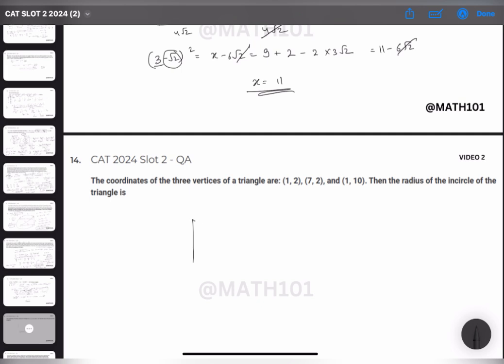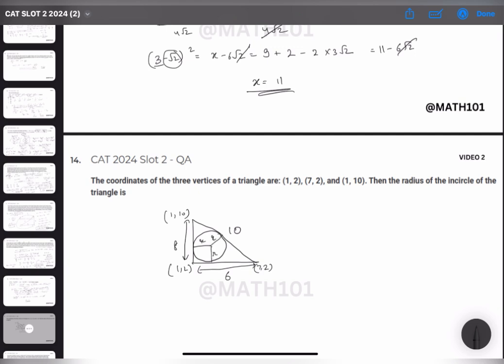The coordinates of this triangle, notice that this triangle is a right triangle because the coordinates are 1 comma 2, 1 comma 10 and 7 comma 2, with this side being 8, this side being 7 minus 1, 6. So by Pythagoras theorem this side is 10. To find the radius of the incircle, this is the incircle, this is r, this is r, this is r.